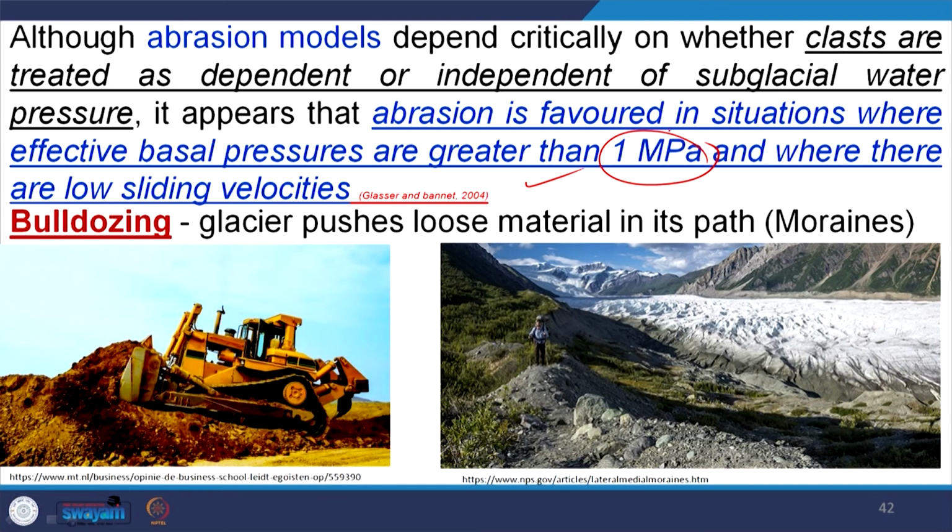And bulldozing action means simply, as you see a bulldozer removing debris from one place to another, similarly this glacier behaves as a bulldozer. This rock mass, if you see here, is falling here. So, this removal or transportation of rock mass from one place to another is mass transport due to the bulldozing action of the glacier.